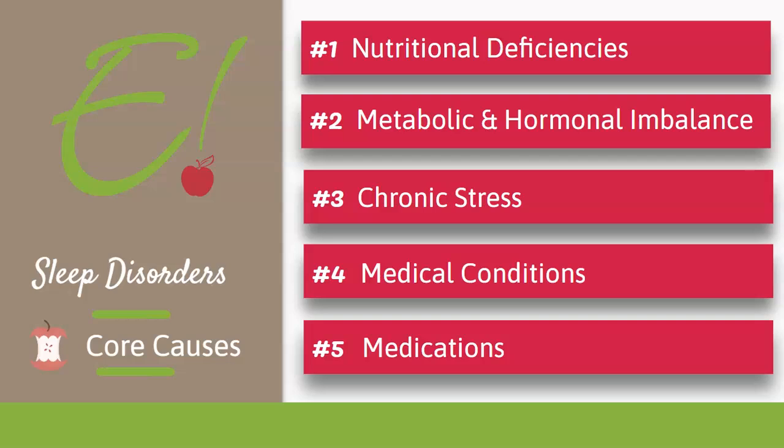Number 2, metabolic or hormone imbalances. We kind of highlighted that. It can be anything from sex hormones of estrogen and progesterone to serotonin and GABA to cortisol and melatonin. Just those imbalances can cause sleep disorders. Then chronic stress. Chronic stress is a big, huge one.